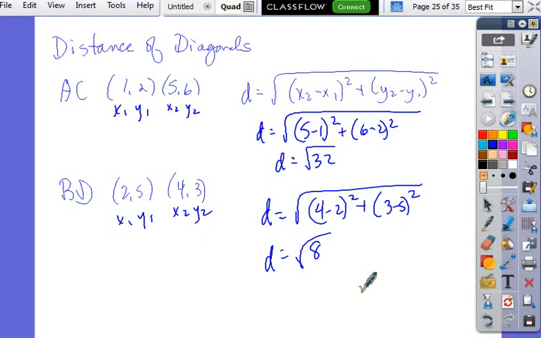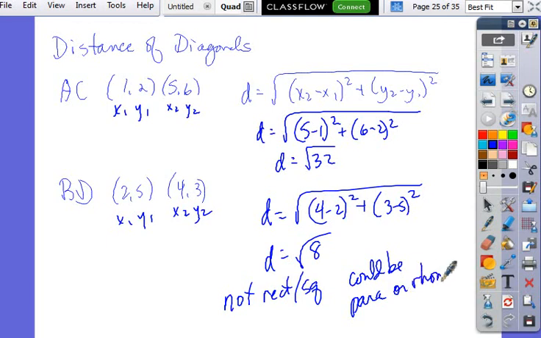So if the distances are not the same, that means it is not a rectangle or a square, but it could be a parallelogram or a rhombus. And that's all I'm trying to get to at this point. If these are different, it's not a rectangle or a square, which means it has to be a parallelogram or a rhombus. All right? If you give me the decimal version here, that's fine. I'll take the decimal version. We'll pick it up tomorrow from here.